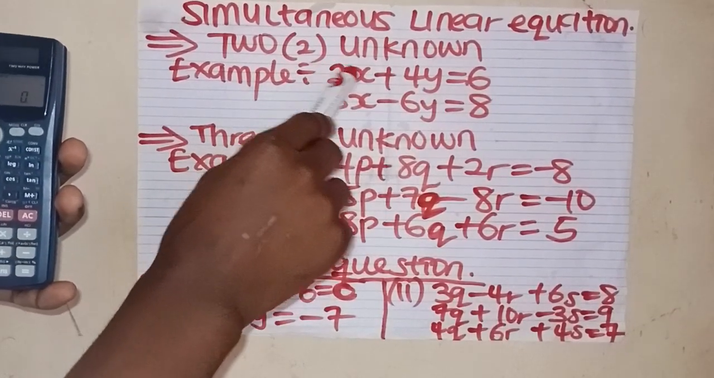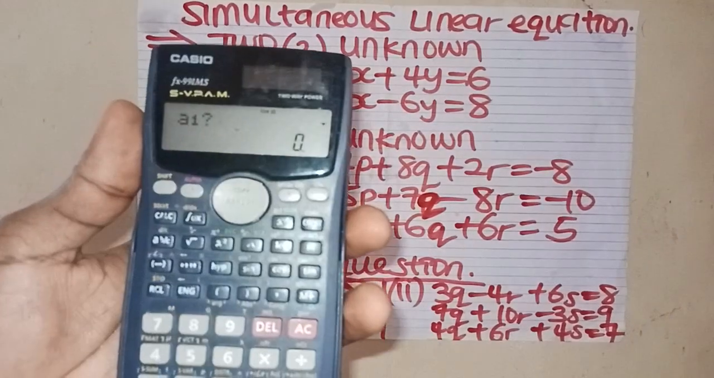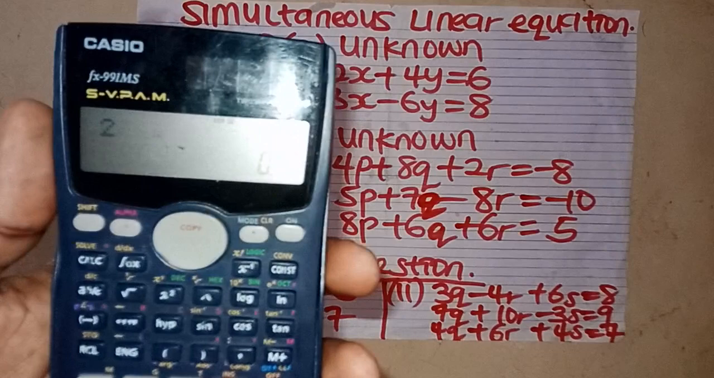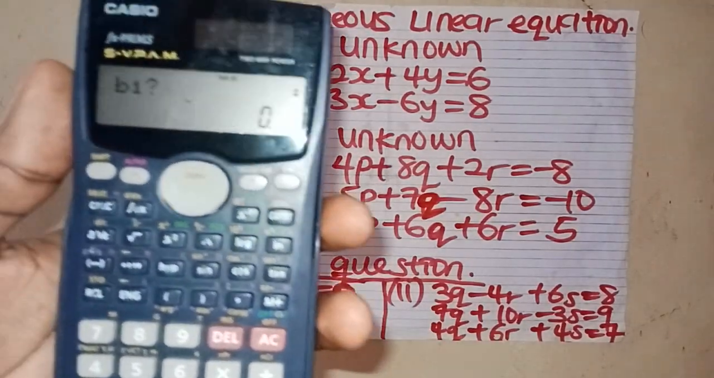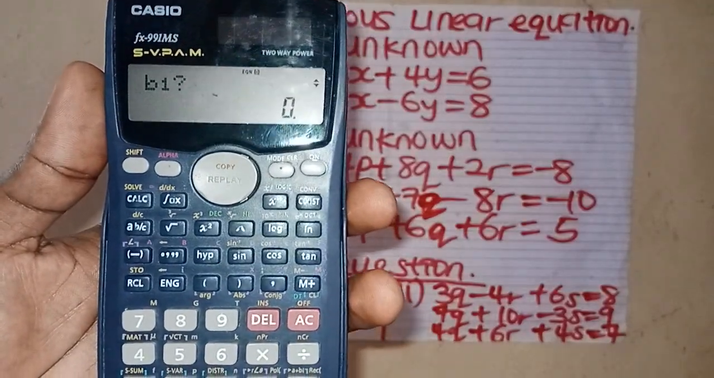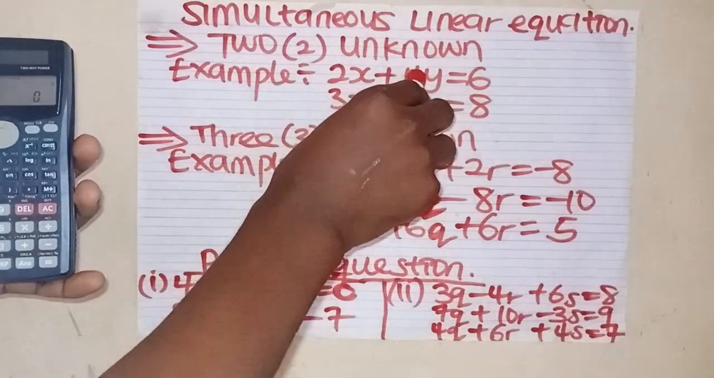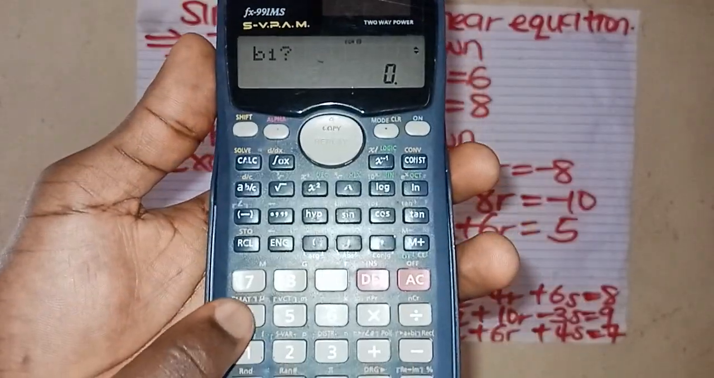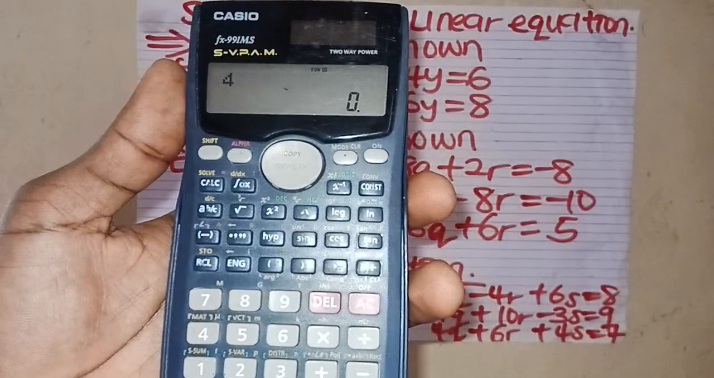The coefficient of x is my A1. So I will press 2, then I'll press equal to. Pressing equal to gives me B1. The coefficient of y is my B1, which is 4. So I'll press 4 here, and after that, I'll press equal to.